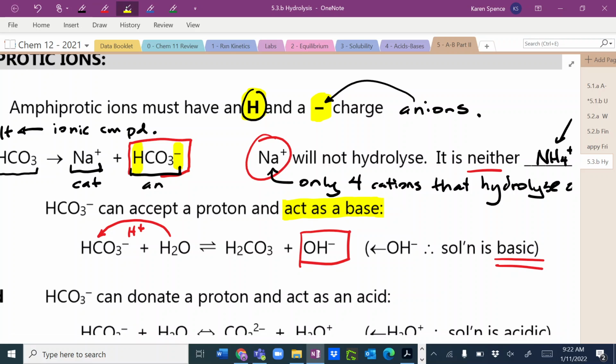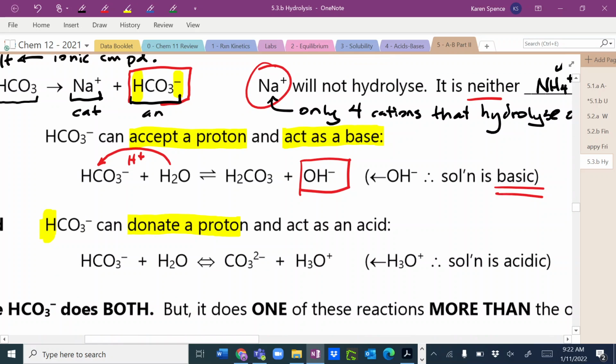However, HCO3 also has that hydrogen, and so it can also donate a proton. It can both accept a proton and donate a proton because it is amphiprotic. And so it can act as an acid. So it will now give its proton to water. And we end up with CO3 2 minus and H3O plus.